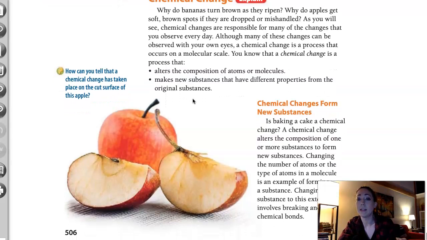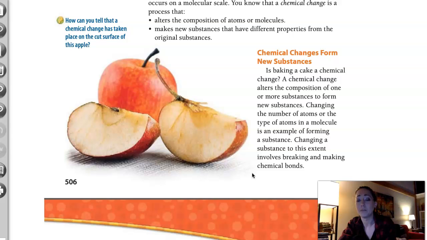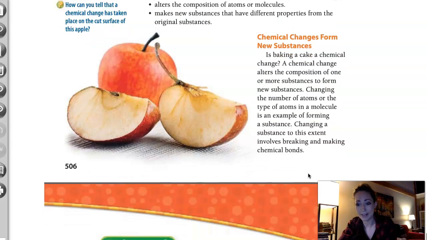So, let's look at them forming new substances. Is baking a cake a chemical change? A chemical change alters the composition of one or more substances to form new substances. Changing the number of atoms or the type of atoms in a molecule is an example of forming a substance. Changing a substance to this extent involves breaking and making chemical bonds.